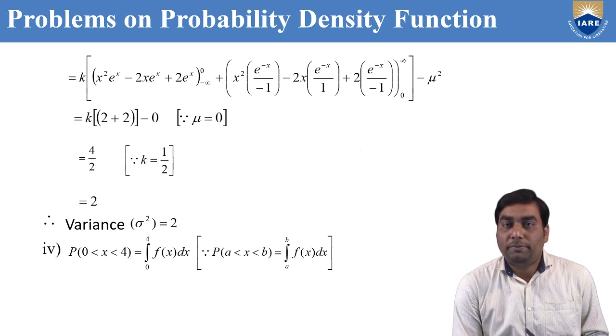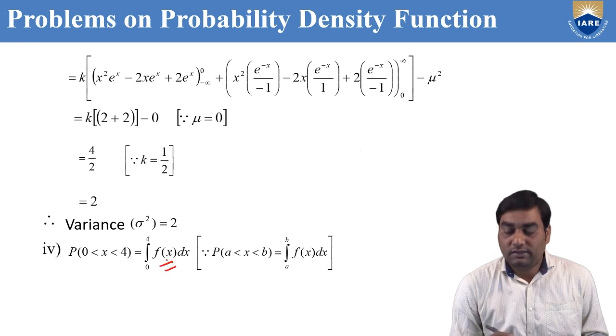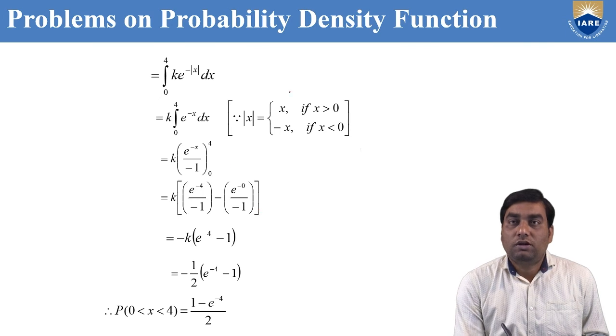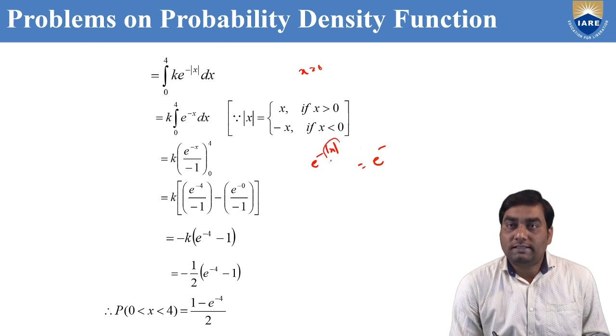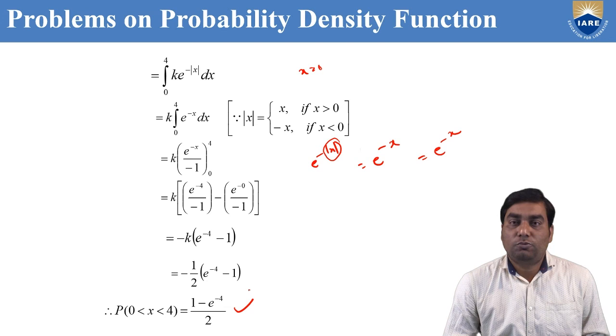Now the fourth one, p of x between 0 to 4, that means only the integral from 0 to 4 of f of x is required. Integral 0 to 4 means x is greater than 0, right? Mod x equals x only. That's why e power minus mod x equals e power minus x, so f of x is e power minus x. If you integrate e power minus x by minus 1 from 0 to 4, we get e power minus 4 by minus 1 minus e power minus 0 by minus 1. Simplify, and we'll get 1 minus e power minus 4 by 2.